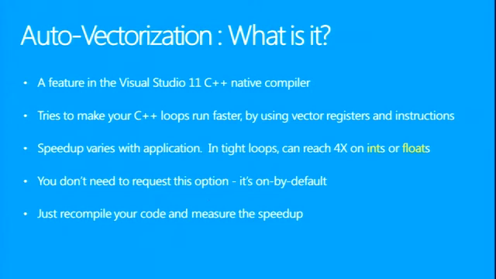So what does auto-vectorization do? Well, it tries to make the loops in your C++ code run faster. And it does that by making use of vector registers and vector instructions. And I'll explain what these are on the next slide.